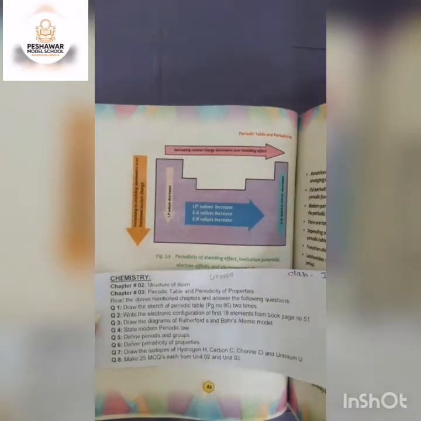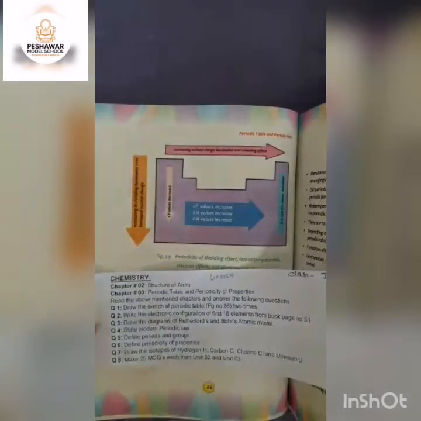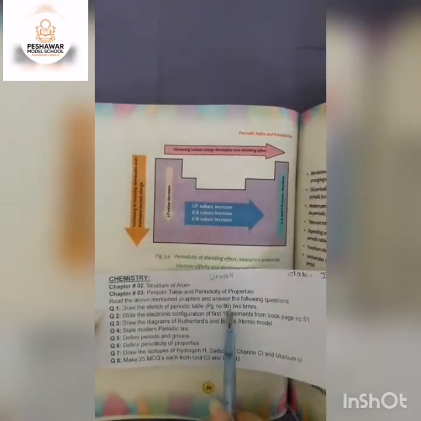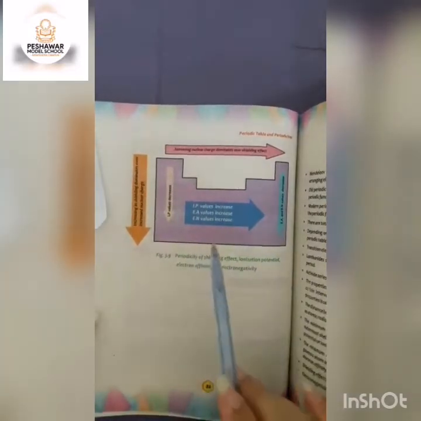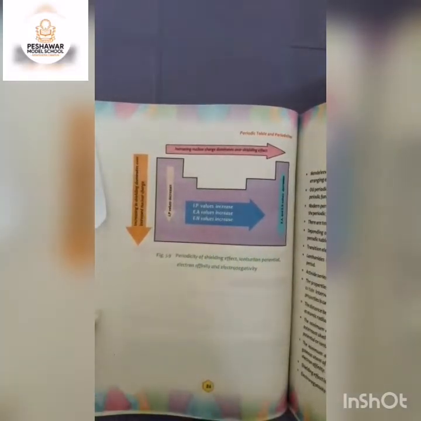Let's move toward our today lecture. Look at question number 1. Draw the sketch of periodic table, page number 86 two times. On page number 86, this is the periodic table sketch. You have to draw this sketch of periodic table in your notebook two times.